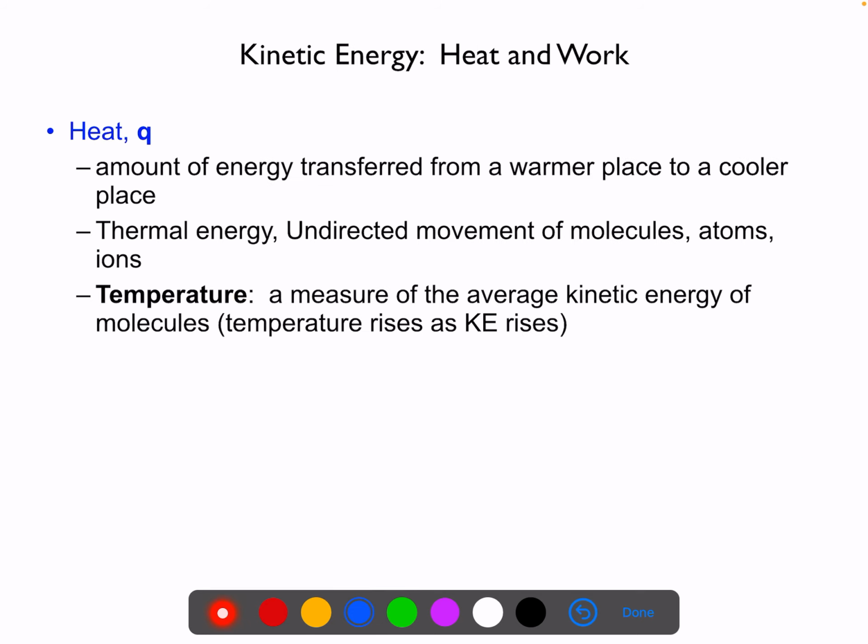So a little bit more about heat and work. I know it's a little confusing, but heat gets the symbol Q, lowercase q for heat. It's the amount of energy transferred from a warmer place to a cooler place. This is thermal energy, so it's undirected. A heat source radiates heat in all directions. And let's not confuse it with temperature, right? Temperature is a measurement of average kinetic energy, so we can use this to monitor heat flow, but it is not itself heat.